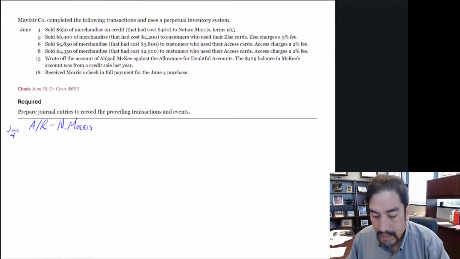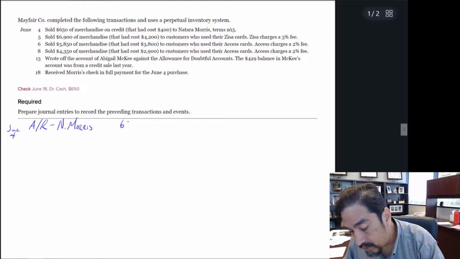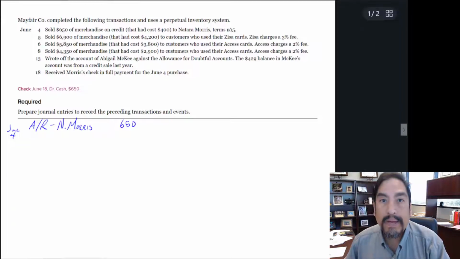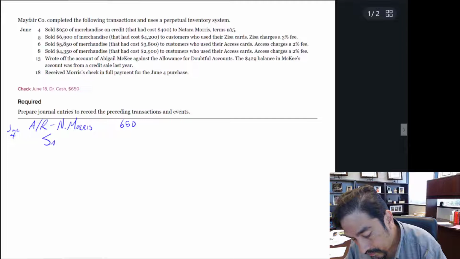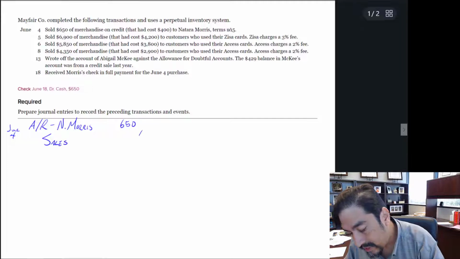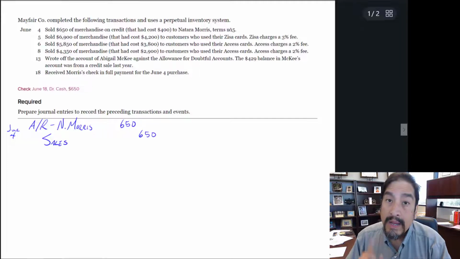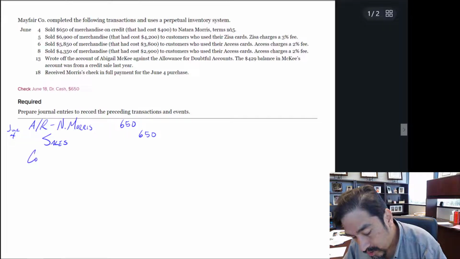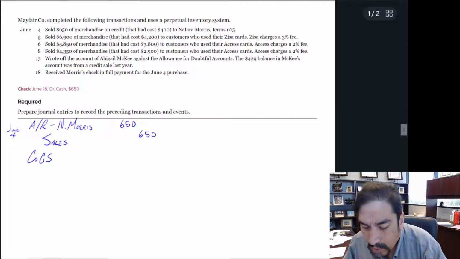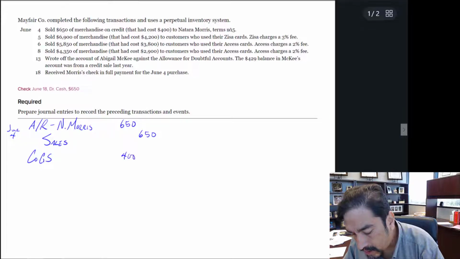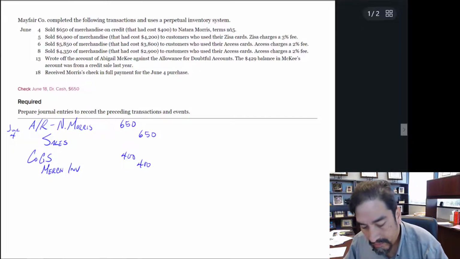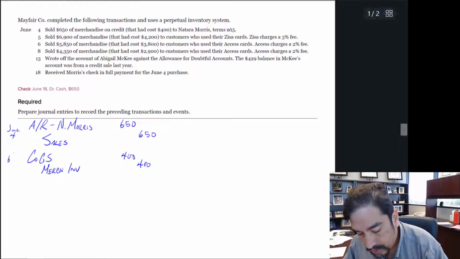So for $650, and then we need to record the sales for the same $650. That's the revenue piece. We still have to record the cost piece. So that's a debit to cost of goods sold. It cost us $400, and we need to pull it out of merchandise inventory. Same $400. That's also June 4.